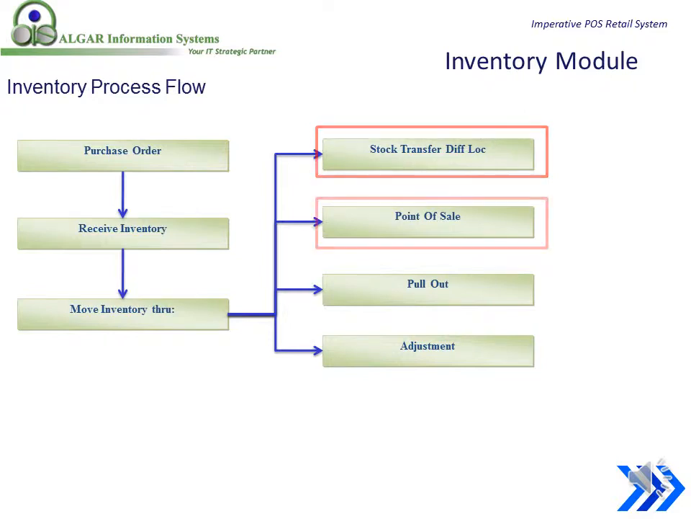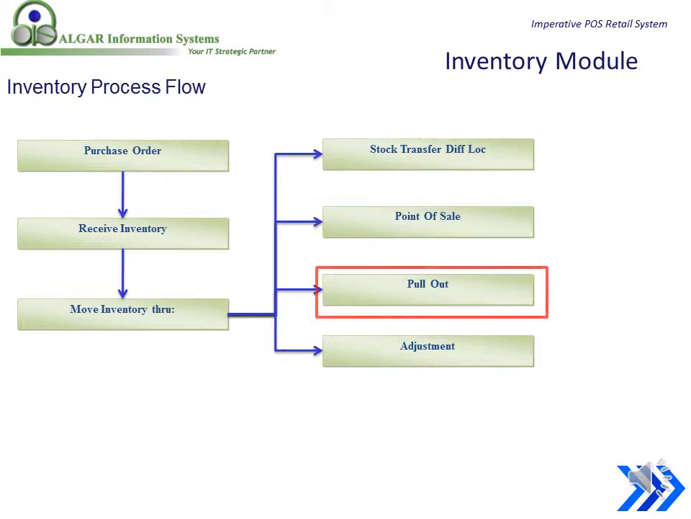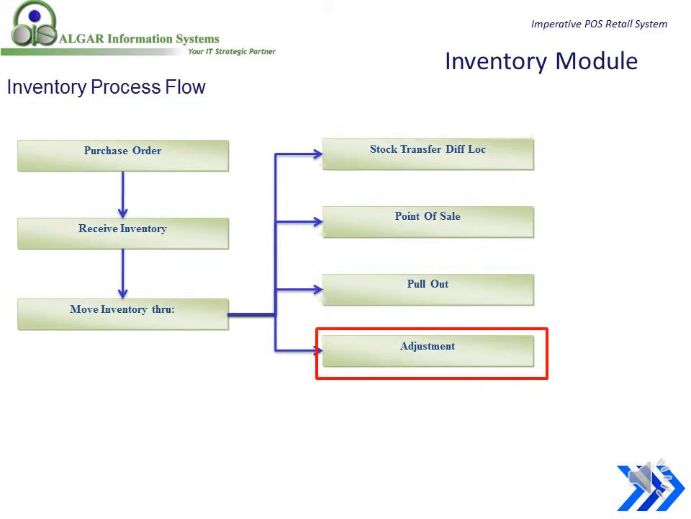Your inventory will also automatically be deducted once items are sold through the cashier module. You can also pull out items using the pull-out form. And you can also adjust your inventory quantities using the inventory adjustment form.